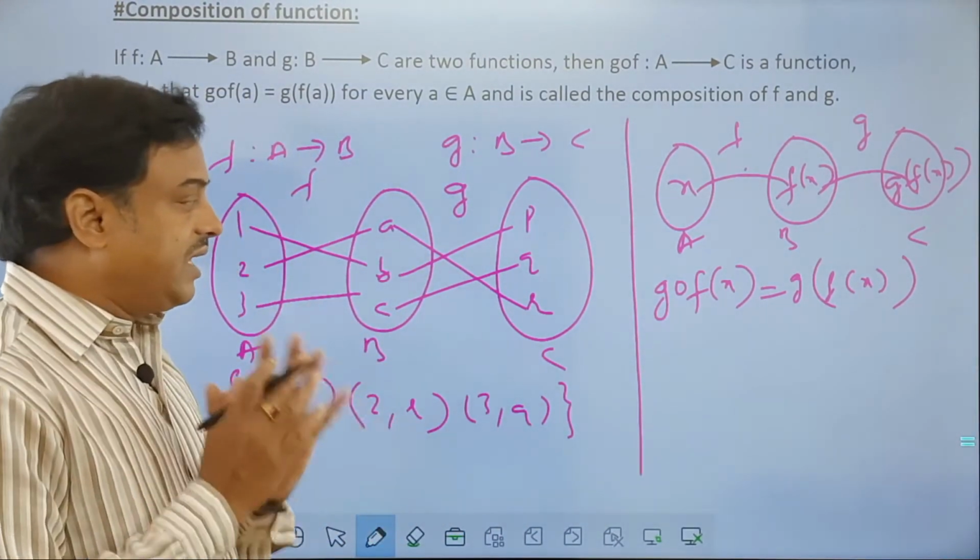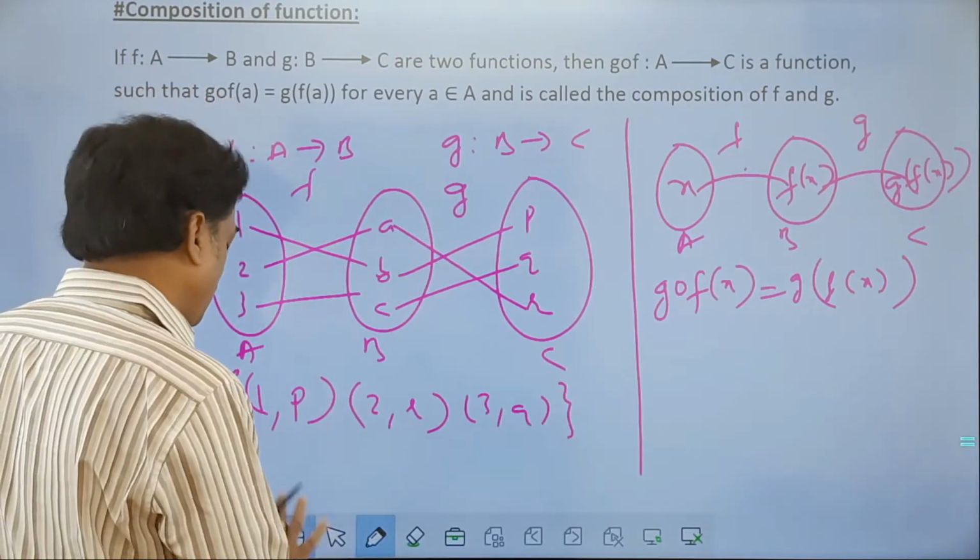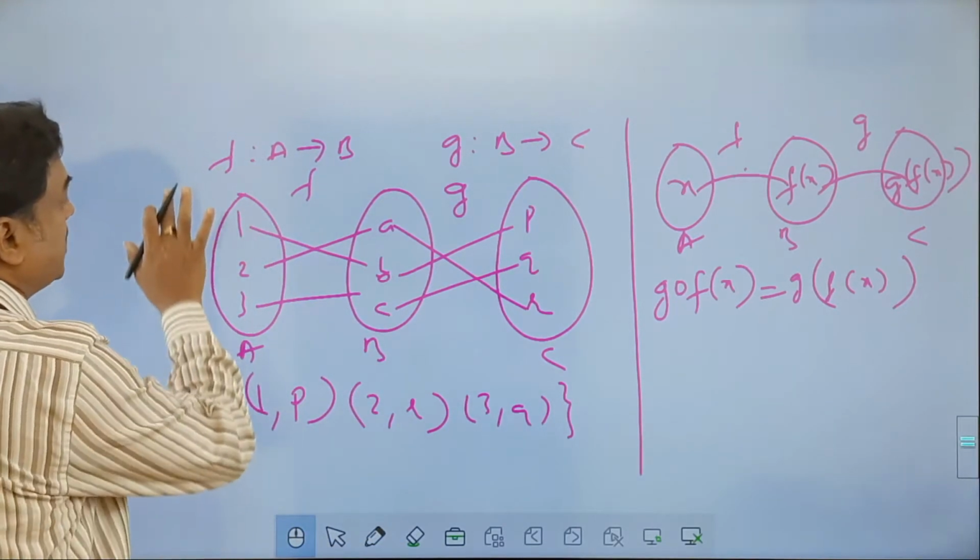Okay. Similarly, we can have it for 3 also. The same thing we can also make for 3. So that we'll discuss here.